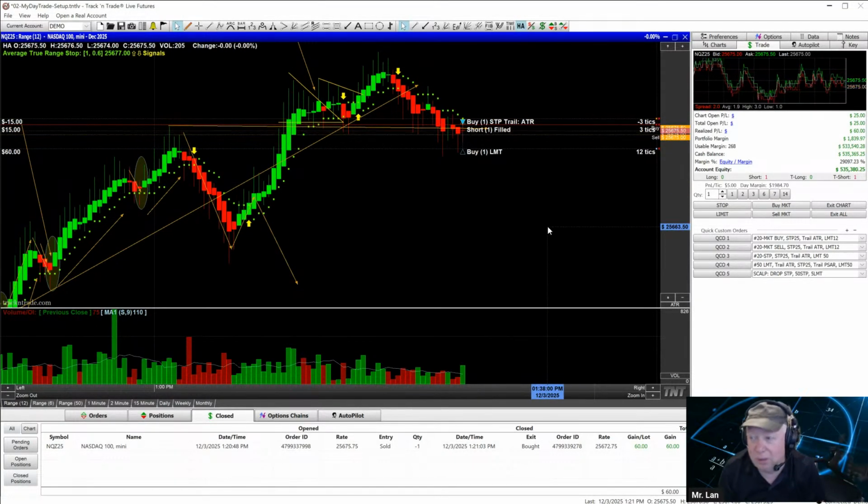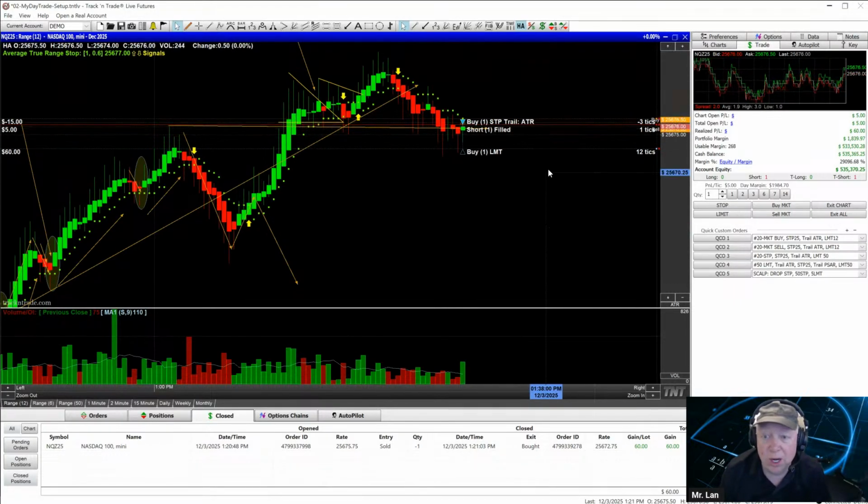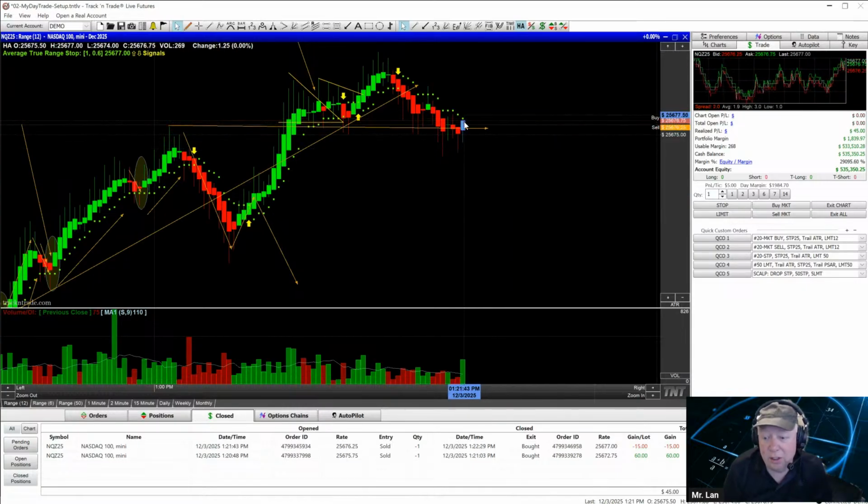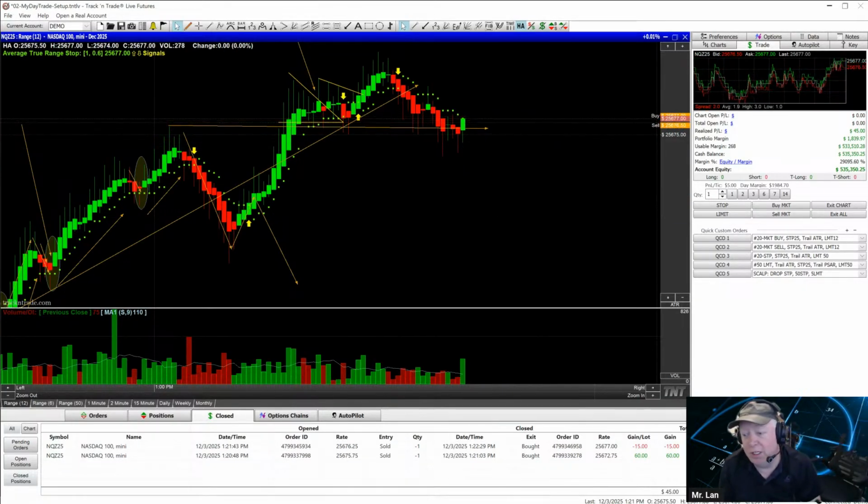This is the concept. All right, this is choppy. We don't want to trade choppy markets. Okay, we just got stopped out and lost $15. We made 60, lost 15, so we're up $45.